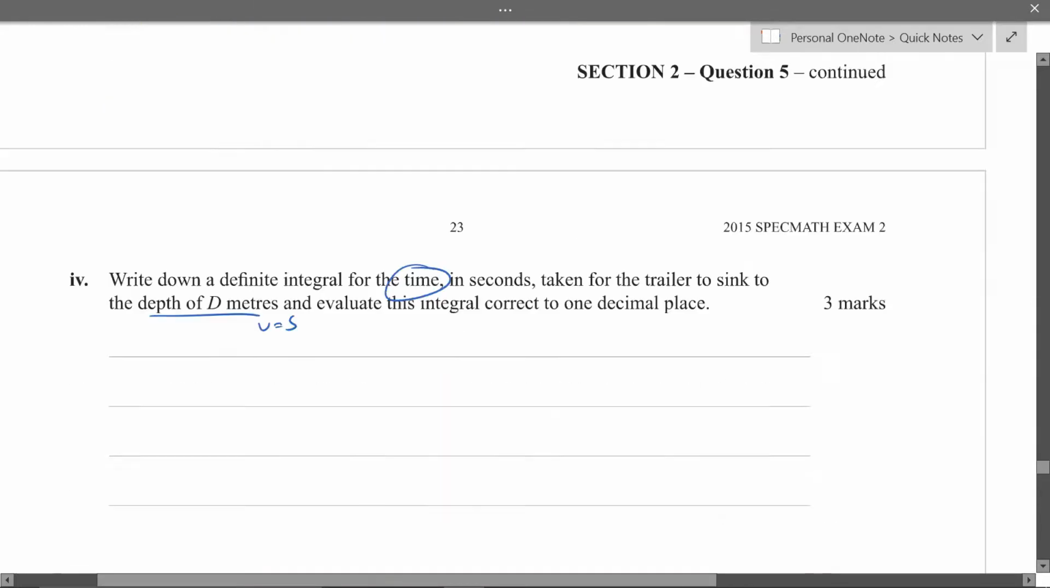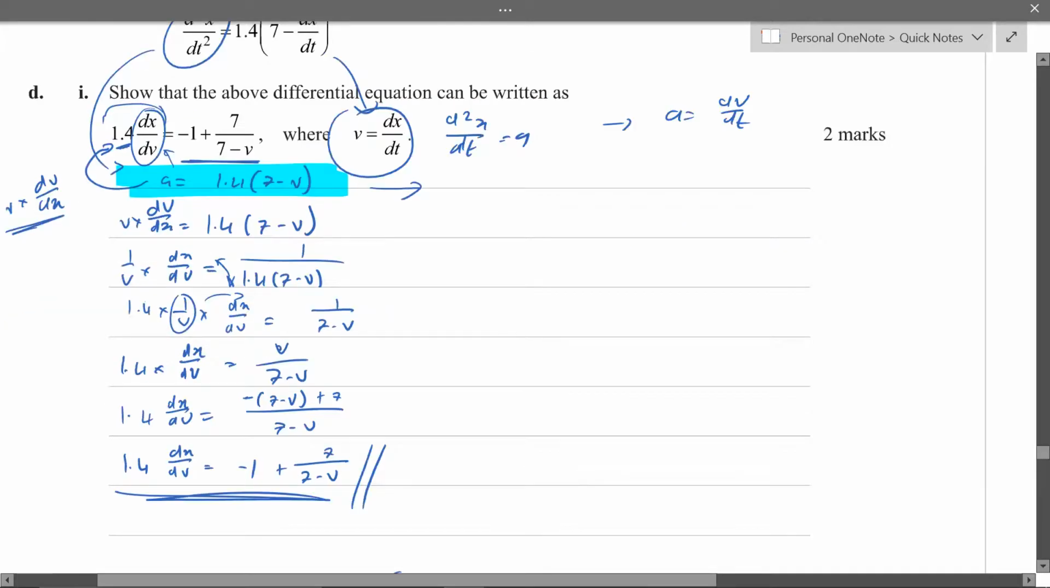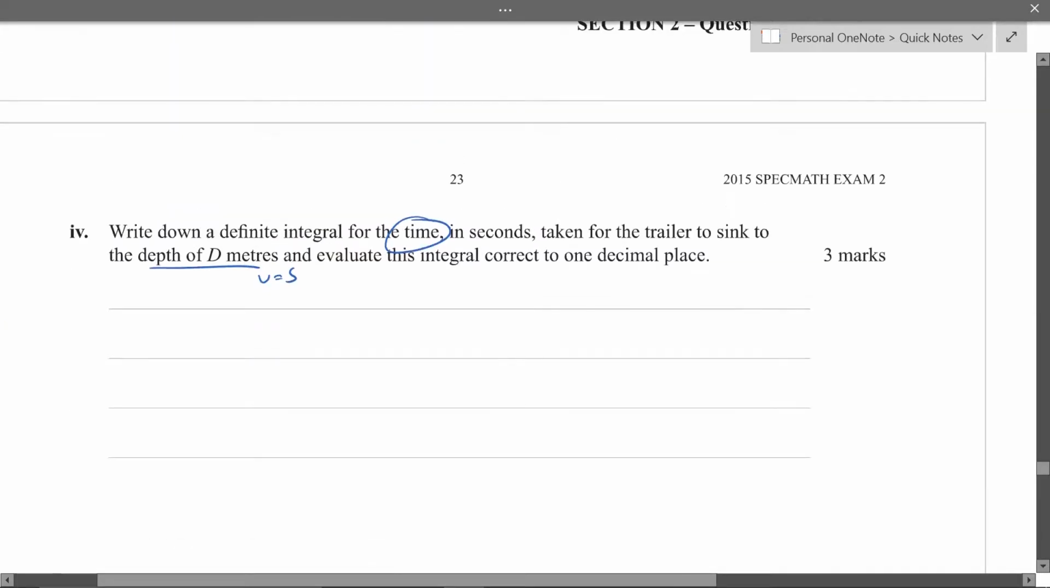So if we go back, the only thing we can convert to time is from here using this relation. So, sorry, not that one. We can use a equals dv on dt. So that's why we use that one and not the other equations. So from here, we use dv/dt equals 1.4 times 7 minus v. So if you rearrange this, 1 on 7 minus v dv equals 1.4 dt.